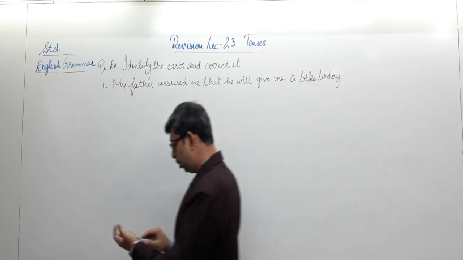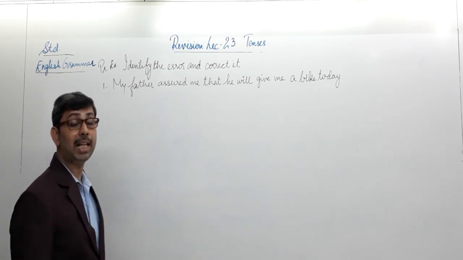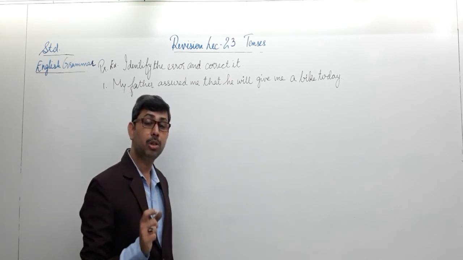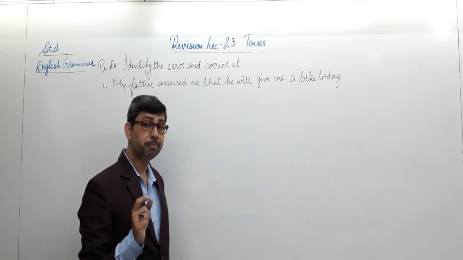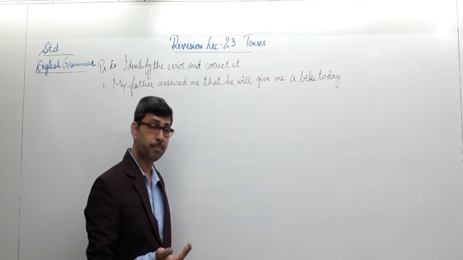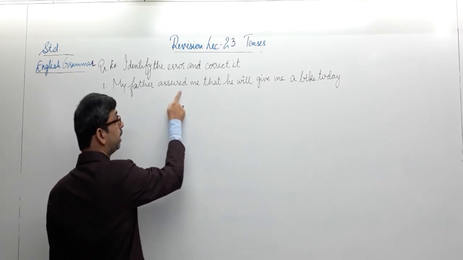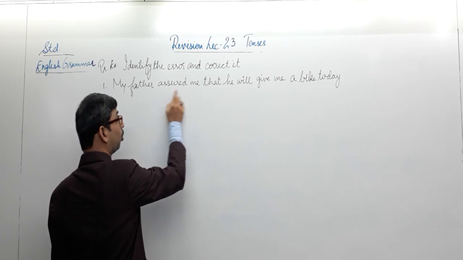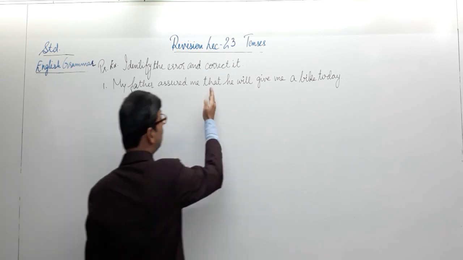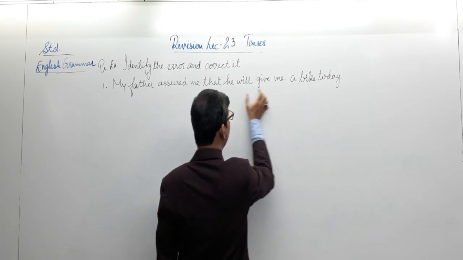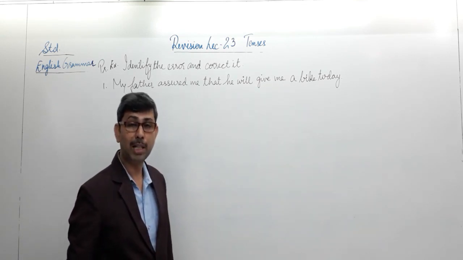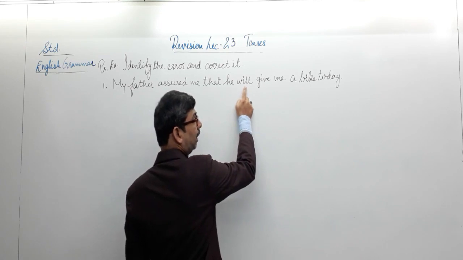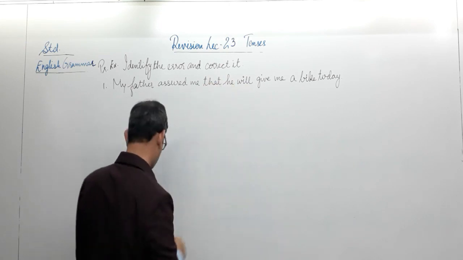Have a look at the sentence carefully and try to identify the error that has been committed over here. As per the rule we've learned, if the main clause has the past form of the verb, then in the subordinate clause we need to maintain the same thing. My father assured me is the main clause, and assured is the past form. In the subordinate clause, that he will give me a bike today, will give is future tense. So as per the rule, we are supposed to write in the past. This is the error; identify and write it correctly.